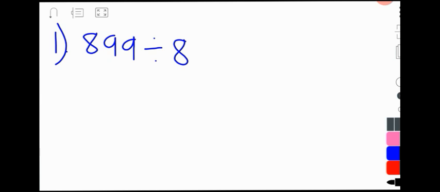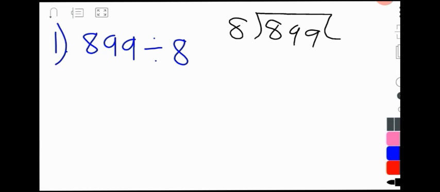To divide, first we need to make a home. Inside the home we'll write 899, that is our dividend, and outside we'll write 8, that is our divisor. As we know, we always start dividing from the left hand side. So we start with this 8 and see whether it is divisible by 8 or not. One time 8 is 8, that means it is divisible.